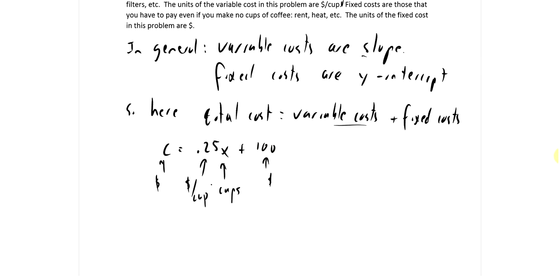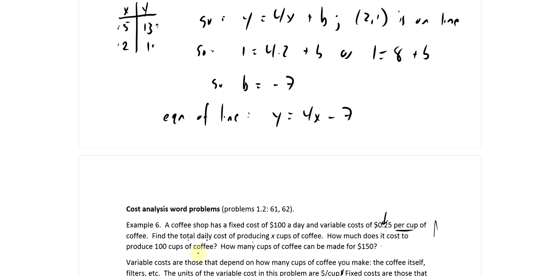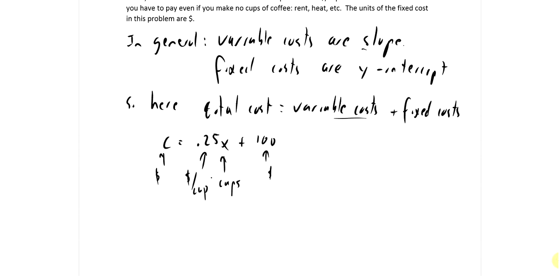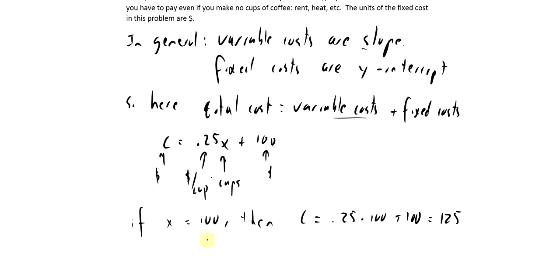Okay, so then the second part of the problem wants to know, if you produce 100 cups of coffee, how much does that cost? And if you have $150, how many cups of coffee can you make? So if X equals 100, so you're making 100 cups of coffee, then C equals 0.25 times 100 plus 100, which is 125. So to make 100 cups of coffee, you have $25 in variable costs plus the $100 in fixed costs, so that gives you $125.